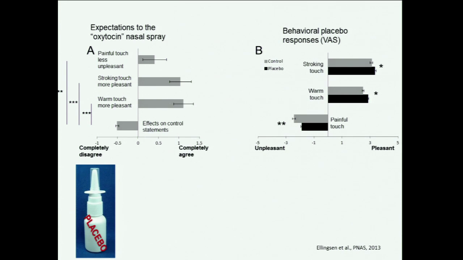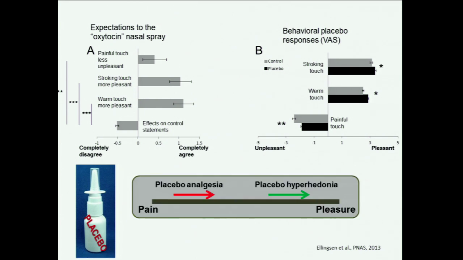And that is what we found as well. There was a slight increase in pleasantness rating for stroking touch in the placebo compared to the control condition. It was a slight increase in how pleasant they thought warm touch was, and they thought the pain was a bit less in the placebo condition. So our placebo manipulation made pain less painful and pleasant stimuli more pleasant.